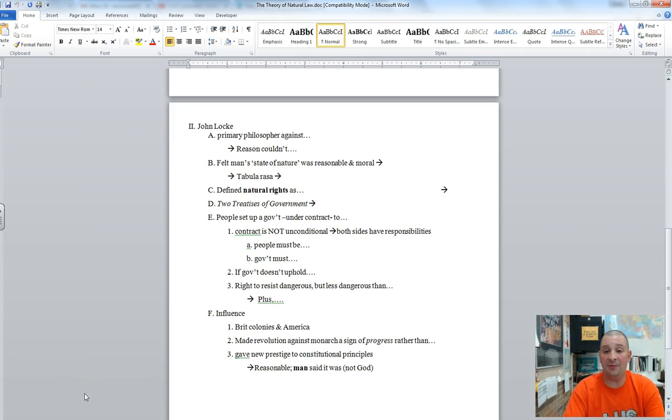Now, where did this come from for Locke? Well, the same way that Hobbes felt we needed a strong ruler to keep us in line because we were evil and greedy, Locke's view of humanity influences his view of government as well. He felt man's state of nature was reasonable and moral, and so all we needed was a limited authority to sort out our problems. We didn't need a strong, absolute, total government. A government that had limited authority, limited political power, was all we needed to sort out our problems.